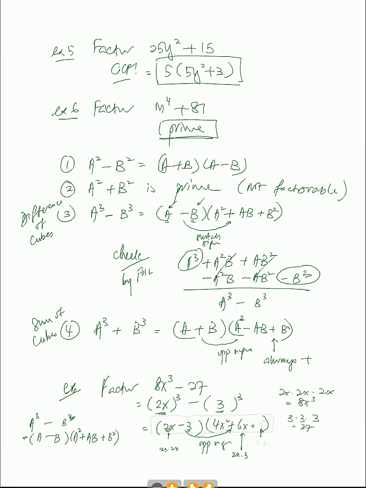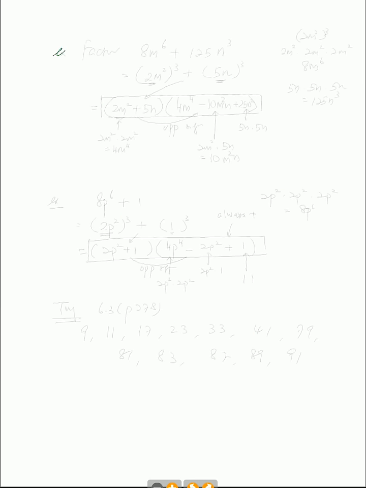Okay, let's try again. Can you factor, let's say, 8m to the 6 plus 125n cubed? Let's try that. Think of what cubed and what cubed would do the trick. 8m to the 6: what must I multiply by itself 3 times to give me 8m to the 6? So the answer is 2m squared.